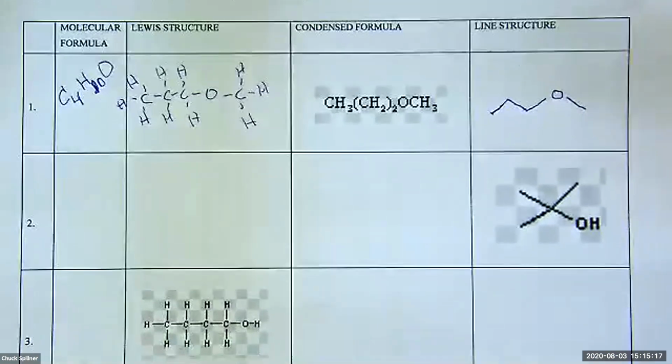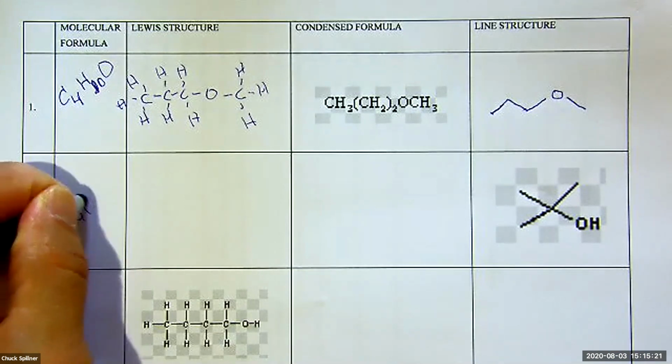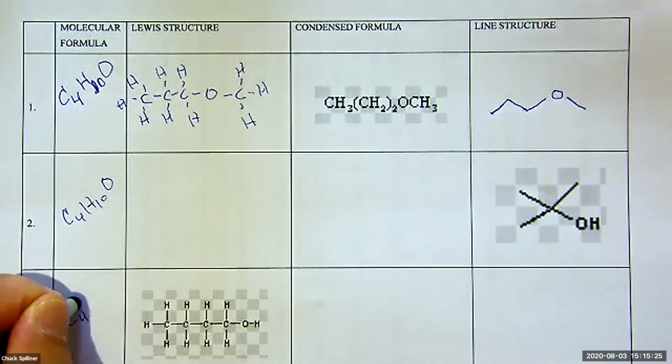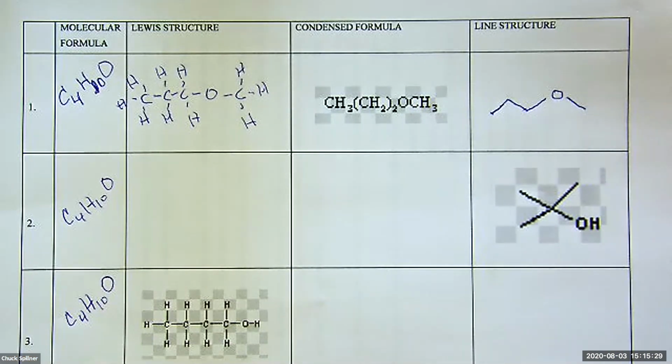So I think I'll just work all of these. Now it turns out that all of these are C4H10O. Each one of these is C4H10O. And this is kind of a preview. If compounds have the same formula, remember, but different structures, they're called isomers. So these are all isomers.